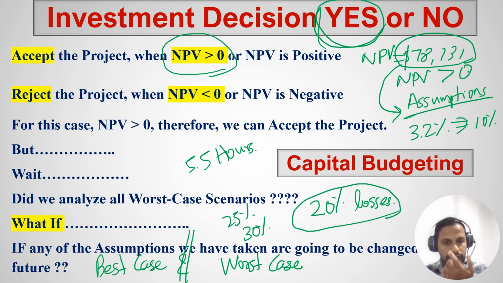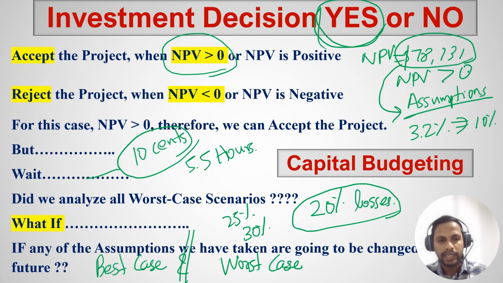Now we assume the selling rate is 10 cents. What happens if suddenly the government says we can't pay 10 cents, we will pay only 5 cents? I mean, half of the rate is gone. This entire money becomes half. Simply, not exactly half, it becomes more than half. So all these are uncertainties.